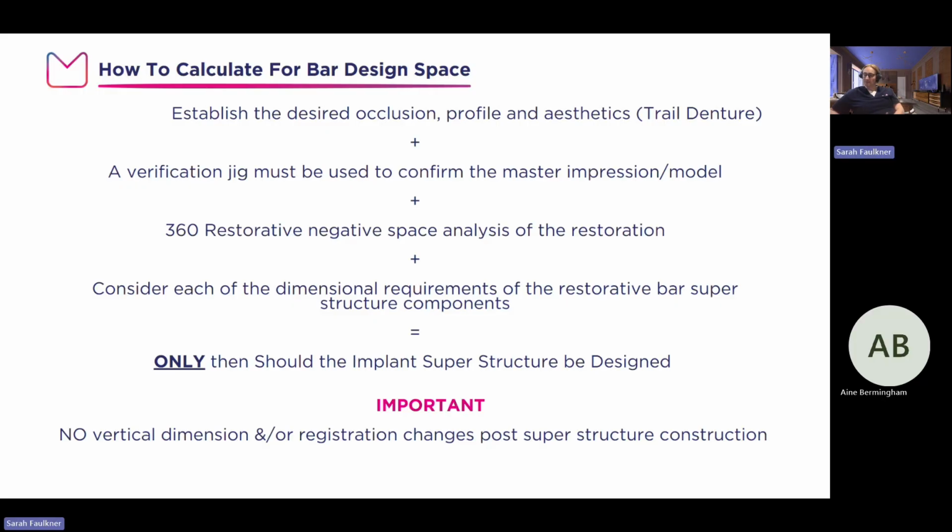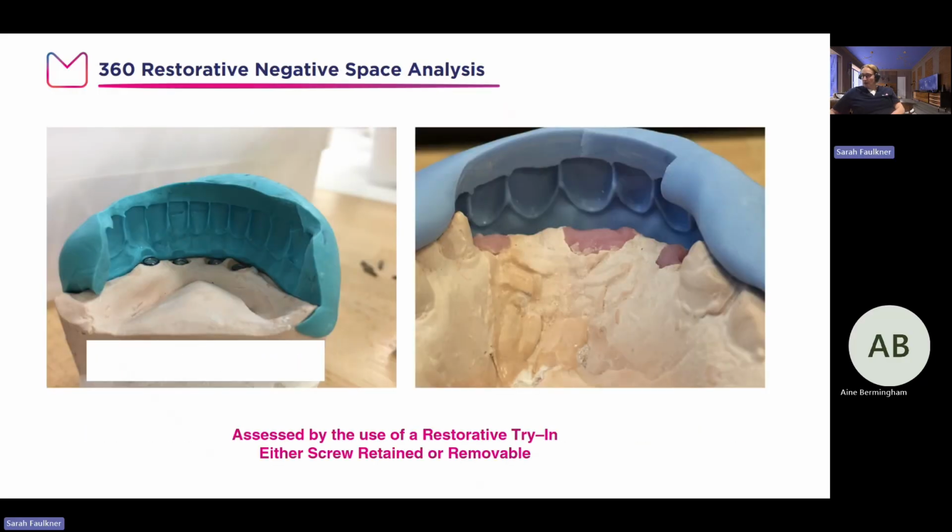That negative space, so that's a visual inspection. And we are also going to consider the dimensional requirements of the componentry of that bar. It's only then that we will actually start designing and making the implant bar itself, because we do not want to make any vertical changes or registration changes post-construction. So this is a little method that I've used over the years to give me that 360 negative space analysis.